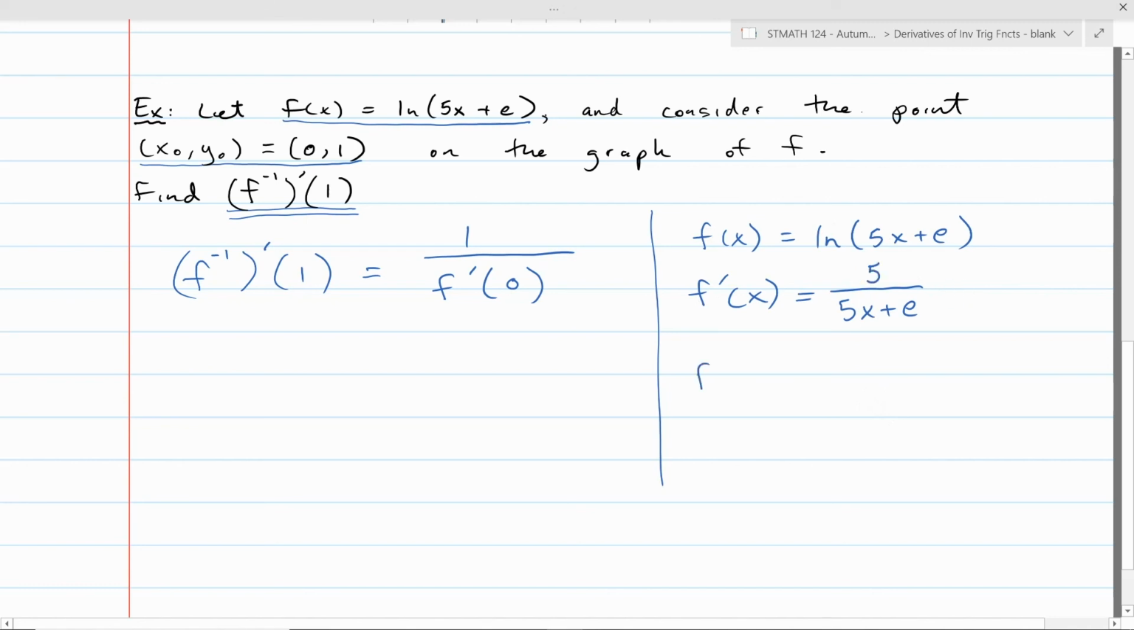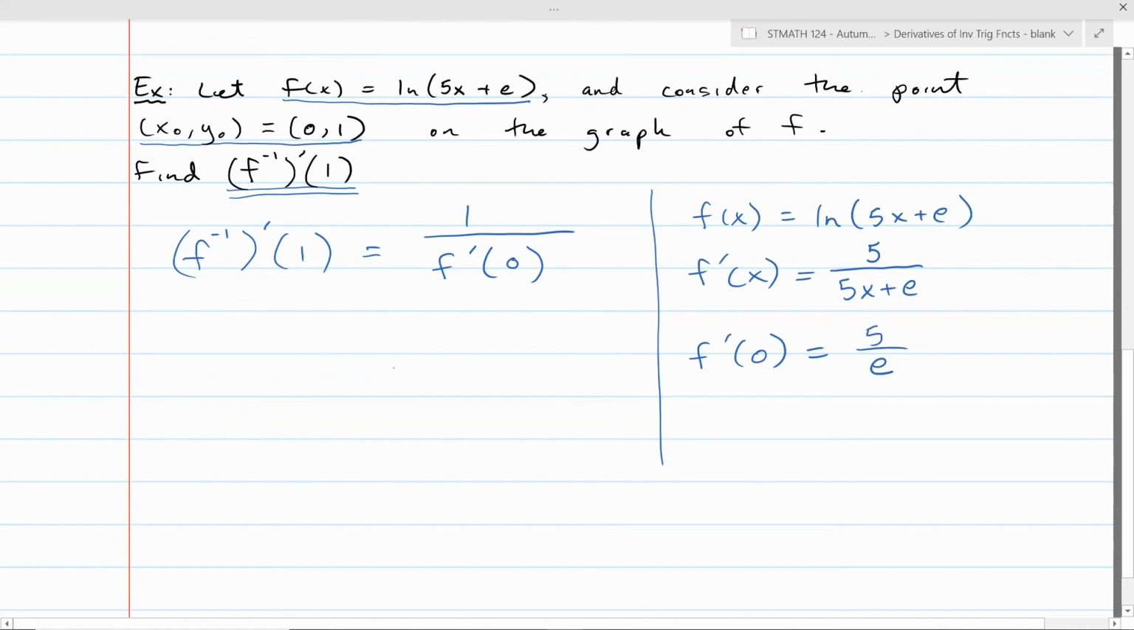But I need to know what f prime of 0 is. Well, that just means put 0 in for x. So I'd get 5 over 5 times 0 plus e, so 5 over e. So then going back to my problem I was working on, the derivative of f inverse at 1 is 1 over f prime of 0, which we just discovered is 1 over 5 over e, which I'll write as e divided by 5. So we got that derivative without even having a formula for the function we just differentiated. So that's kind of cool.